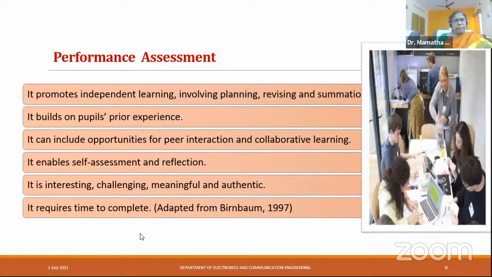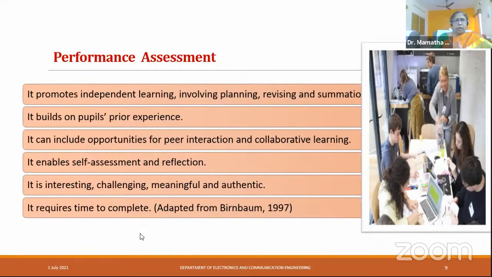Okay, so it enables self-assessment and reflection. Whenever we are asking them to perform, the students will assess themselves. Why? Because when we are making everybody perform, each student sees the other student's response and also their own performance. Naturally, they will compare and assess their own performance, and they can also know how high a level they can reach. When another student is performing in a better way, they will try to reach that level.